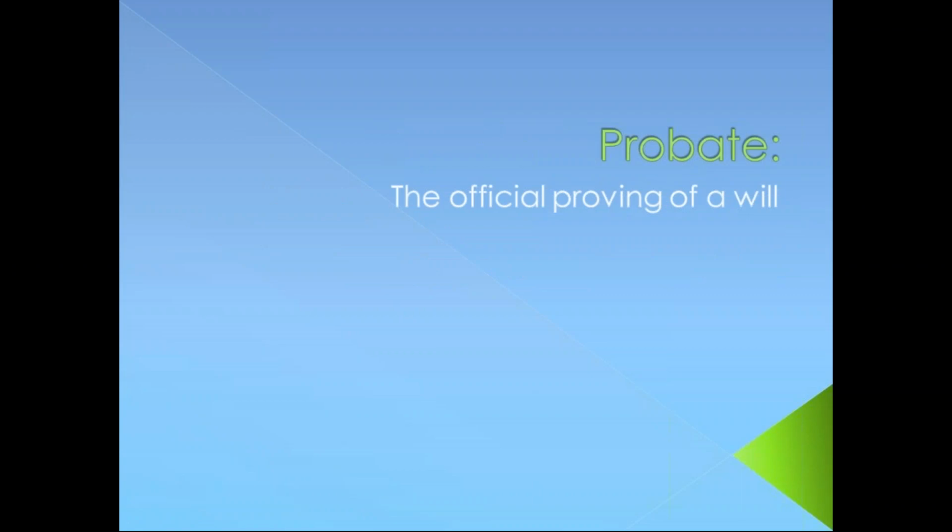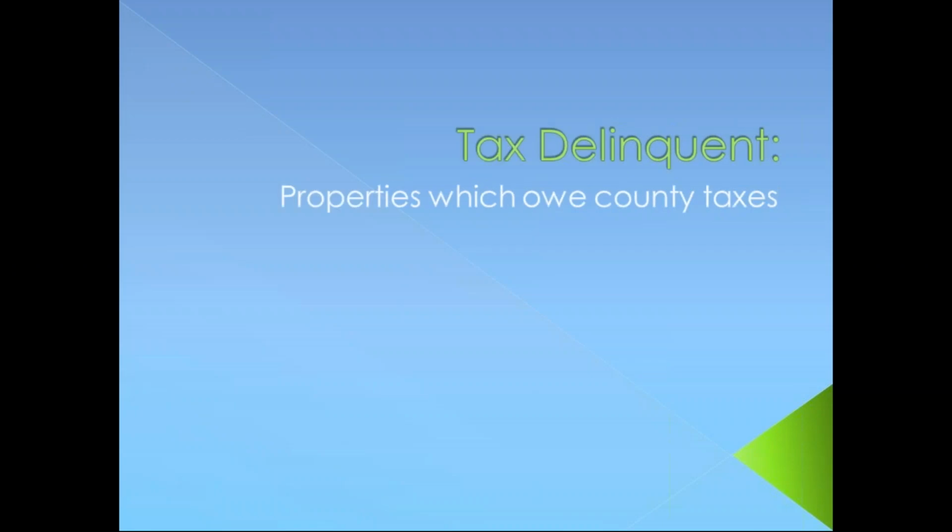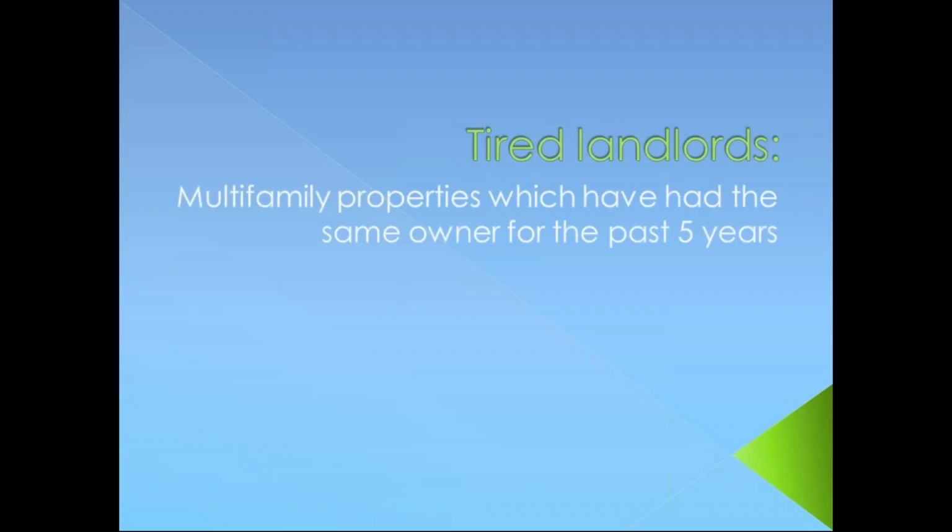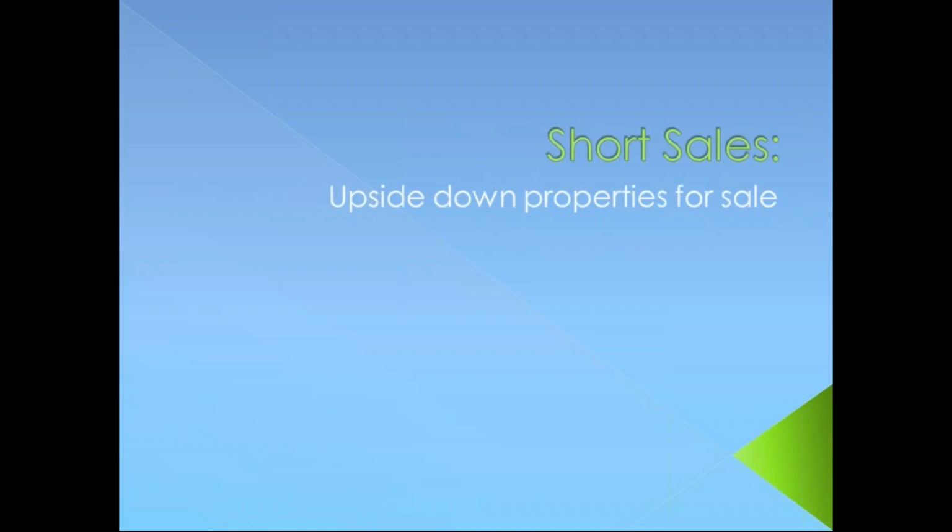You also find probates. These are properties that are in a legal process under a will. The probate has been filed and the process is going on. Tax delinquent properties. Any type of properties that have a tax debt to the county. Tire landers. The parameters that are preset into this search are multifamily properties which have had the same owner for the past 5 years. Short sales.